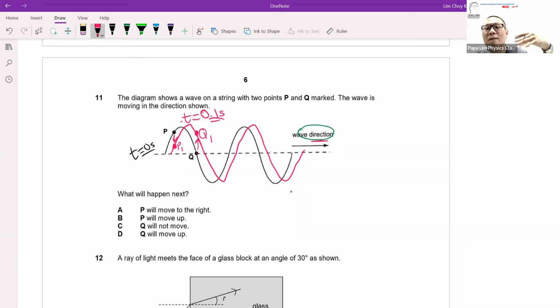Just by looking at the next instance, I will be able to take it as P is moving down, Q is moving up. So the answer will be D. So the technique is, it's always this technique whereby you look at the wave motion. If it's moving to the right, you shift the wave to the right for, let's say, the 0.1 second to identify where the object is moving.